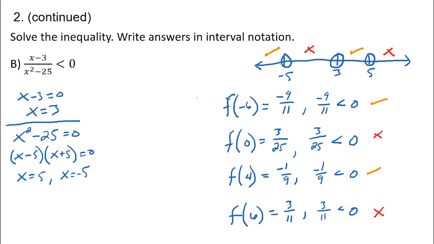Now to write this in interval notation, I have from negative infinity up to negative 5, and I'm not including it, so parentheses there, union with 3 to 5, and I'm not including these, so I have parentheses. And that is it for my solution. Here it is in interval notation. Oops, let me mark this off in green.